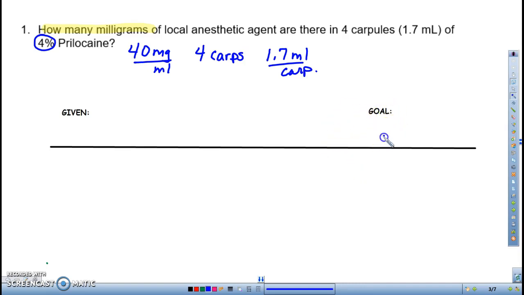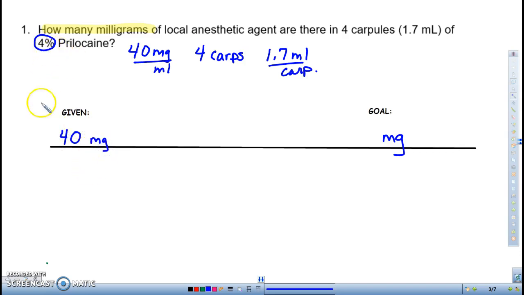My goal is milligrams. So I'm going to write this here, on a line. The line represents a fraction bar. Now don't freak out. I know people hate fractions, but this isn't going to hurt. I'm going to start off with this 40 milligrams per milliliter. I didn't know really where to start, so I started my calculations there.